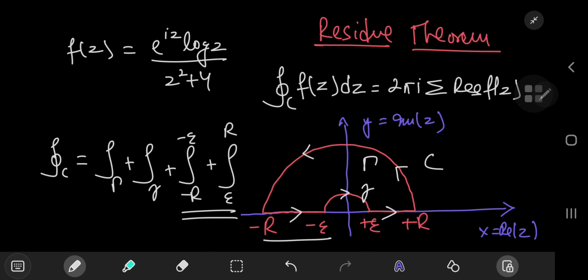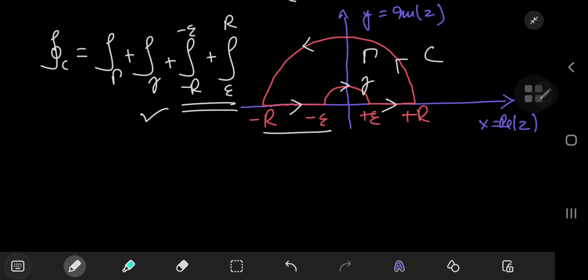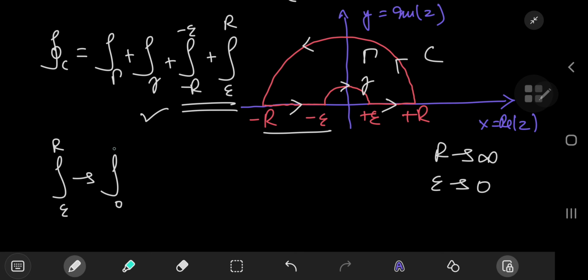With that out of the way, returning to what I said earlier, that these two integrals over the real line, they will recover our target integral. Well, let's see if this is the case. And remember, we're interested in the limiting cases of r going to infinity and epsilon going to 0. So the integral from epsilon to r approaches the integral from 0 to infinity of e to the ix. You can replace all the z's by x's now because we're on the real line.